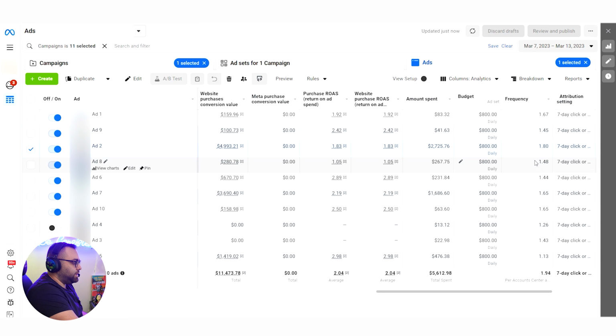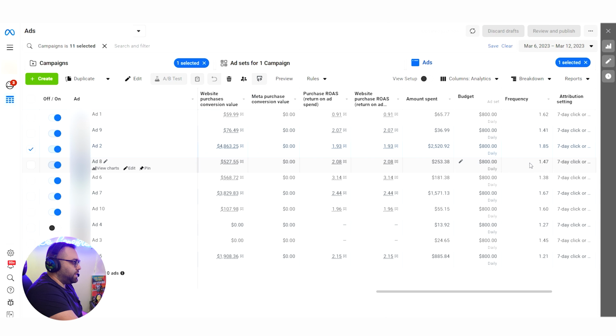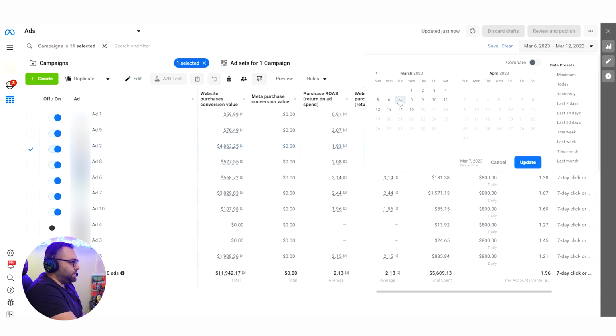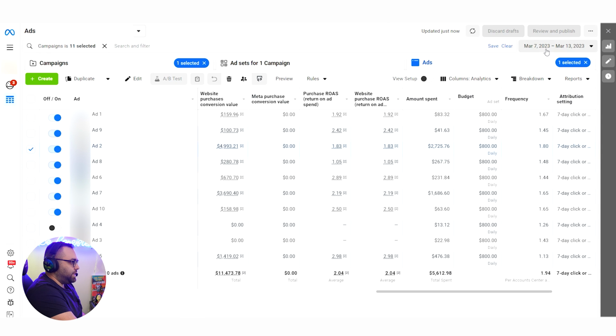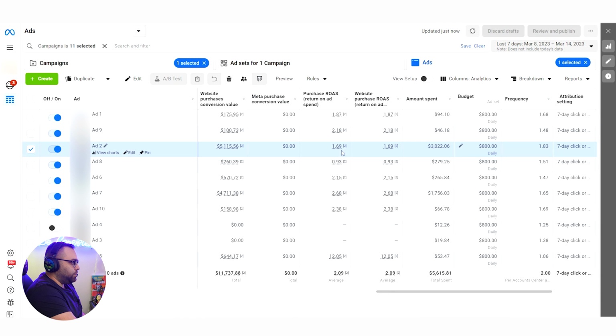So if we come here, we can see 2.04, everything moved well after that, 2.13. And you can see that in the last days, it has a tendency of dropping. So maybe I will have to fix this campaign again. Yeah, it actually does. Yeah, 1.69.